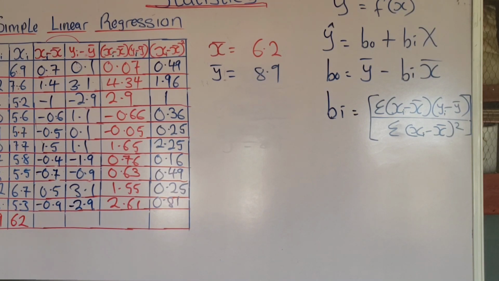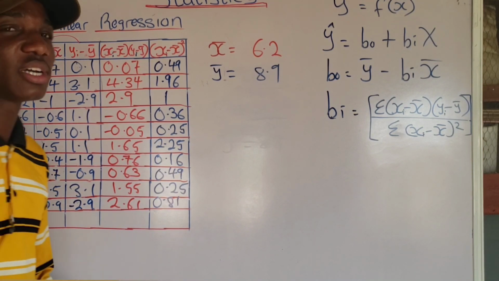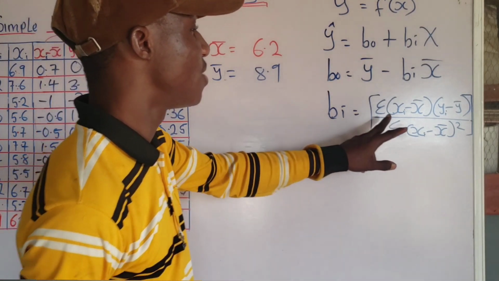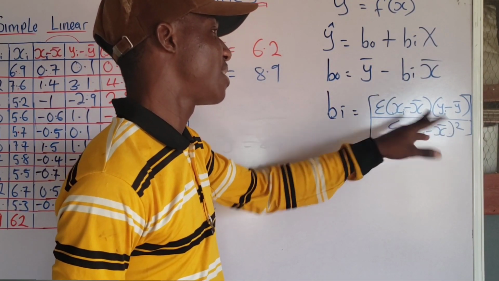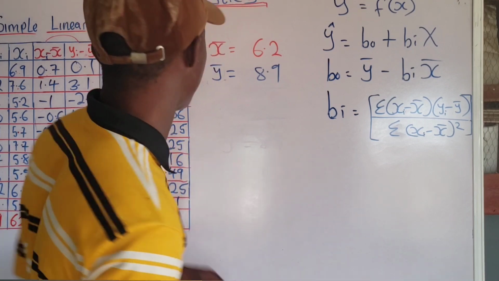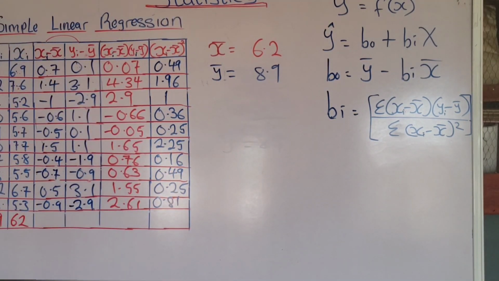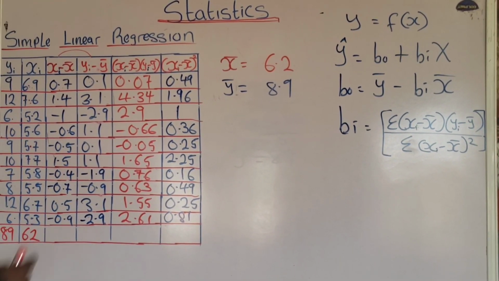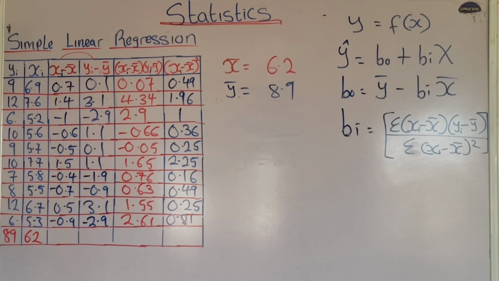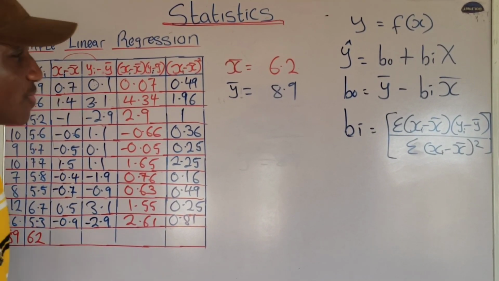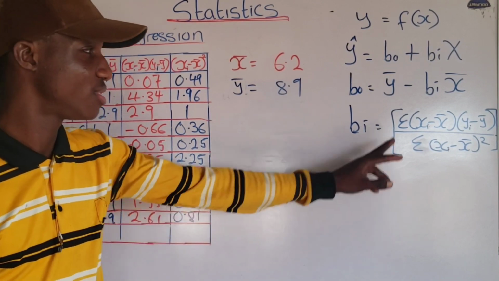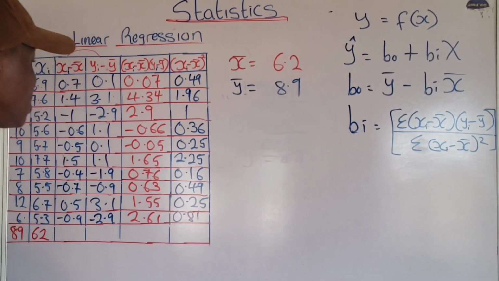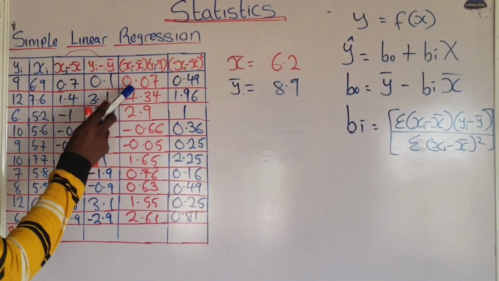I want you to pay attention. Now go back to the numerator. In this formula, we have the summation of the values of x minus x bar. This sign means summation. So I'm going to sum all these values together. The reason is that, according to the gradient formula, we need the summation. This sign that you see here means summation. So let us sum all these values together.